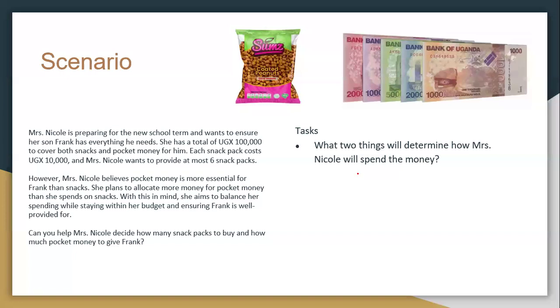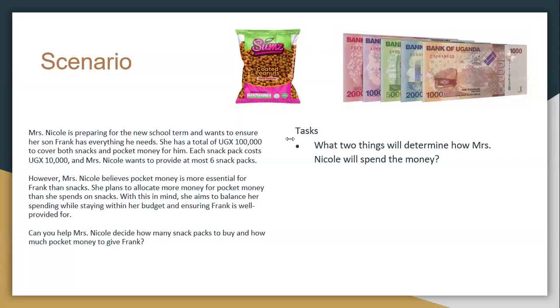Read through the scenario. I want you now to look at the first item. The first item is asking, what two things will determine how Mrs. Nicole will spend her money? Okay, I'm seeing some answers are coming into the chat.